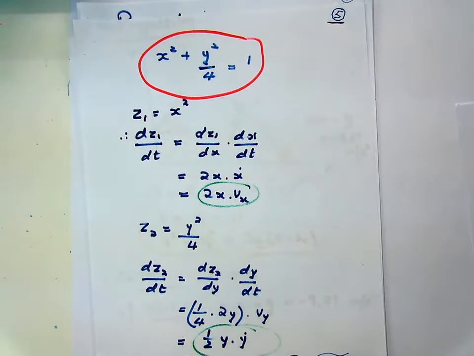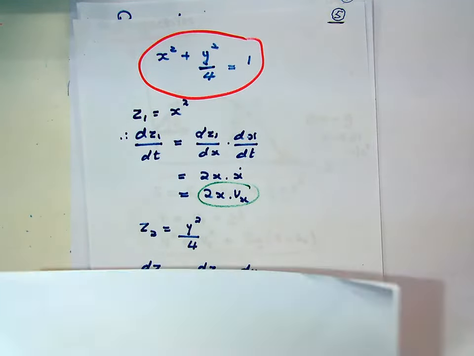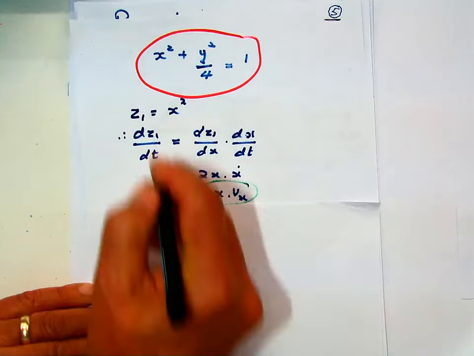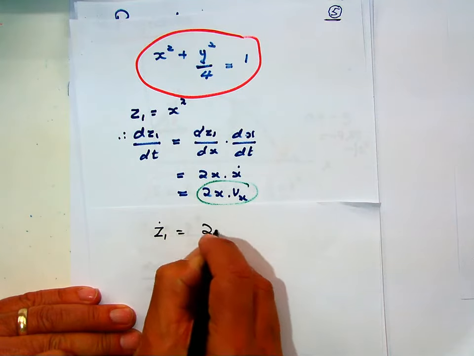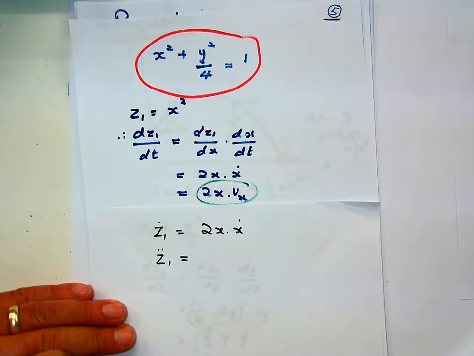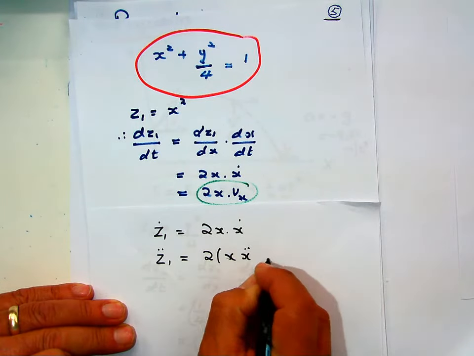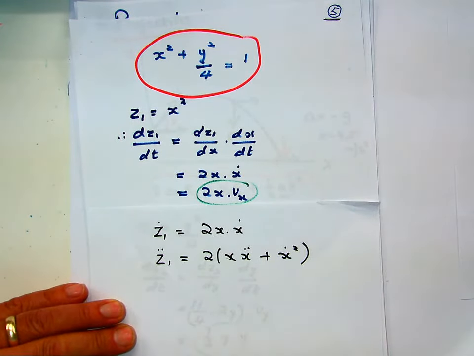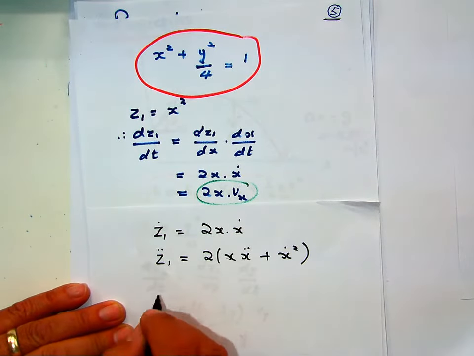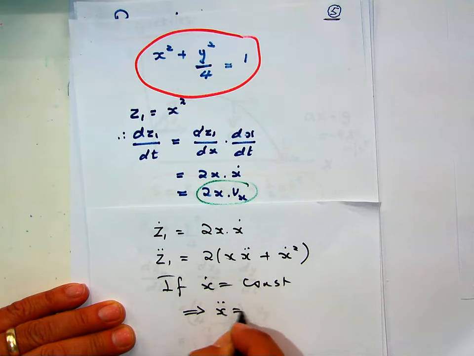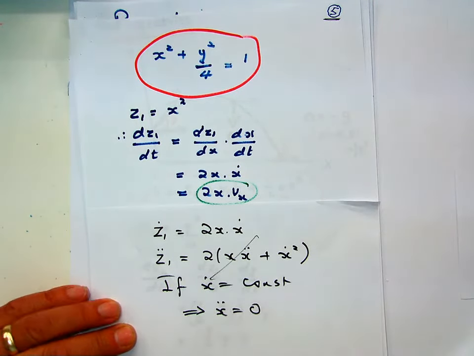I think I have an example here somewhere, let me check that. No, I haven't. But okay, in this case, for example, z1 dot is 2x times x dot. So if you were to get z1 double dot, it will be the first times the derivative of the second plus the second times the derivative of the first, so it's x dot squared. So if they tell me the velocity in the x direction is constant, if x dot is constant, then x double dot is 0. So then that one will be 0.